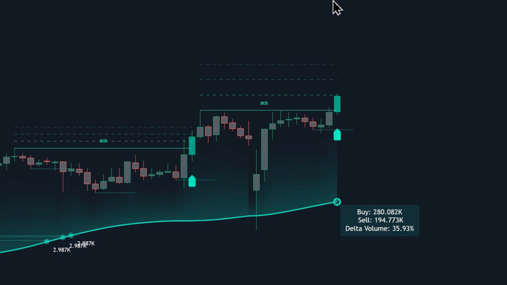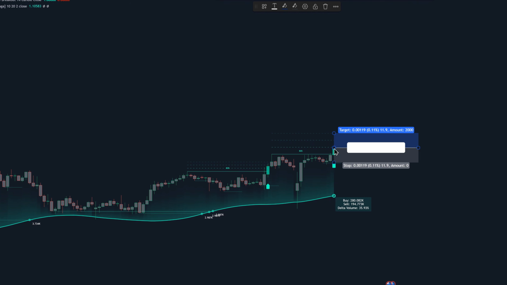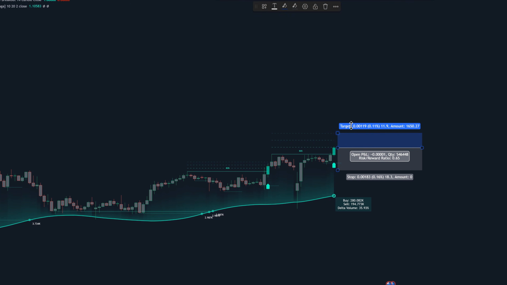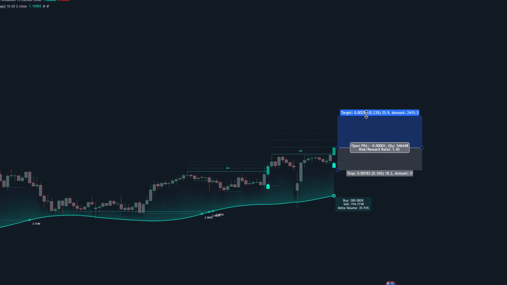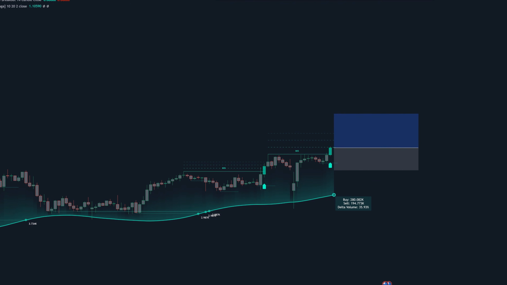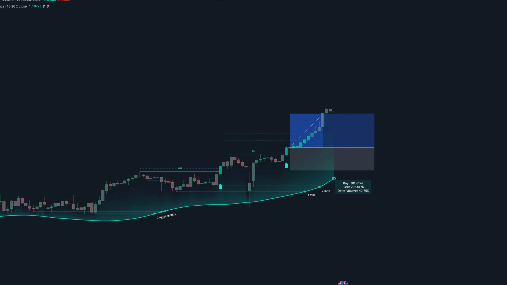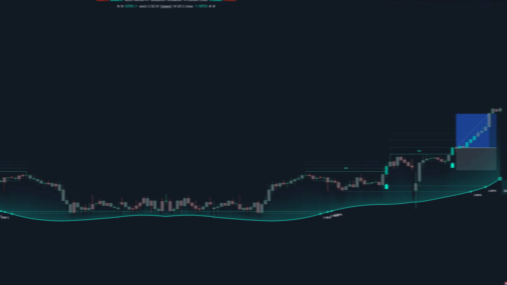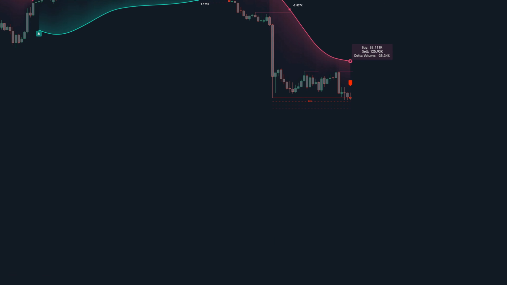You want to place your stop loss under the most recent swing low, and then you want to target a risk-reward ratio of at least 1 to 1.5, letting the trade run, and it was profitable. Now, for a short position, it's going to be the exact opposite.